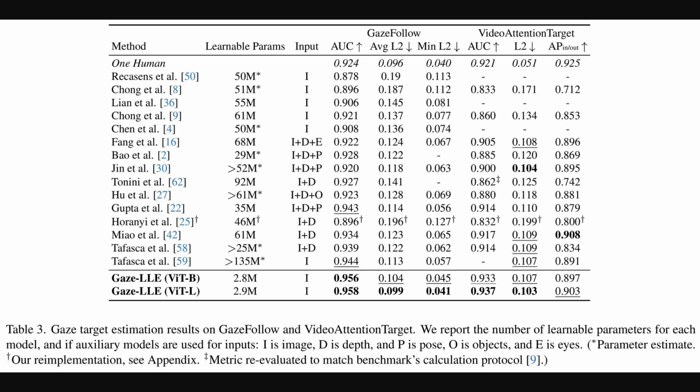Alright, and this next table really quantifies those claims of efficiency and accuracy. Here we see Gaze-LLE compared against a whole suite of previous models on the GazeFollow and VideoAttentionTarget benchmarks. The key takeaway is in the learnable params column. While other models have anywhere from 29 million to over 135 million parameters, Gaze-LLE has less than 3 million. It achieves its state-of-the-art scores with an order of magnitude fewer parameters, and it does so using only the raw image, unlike many competitors that require extra depth or pose data.